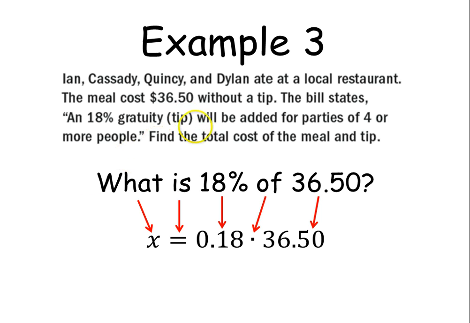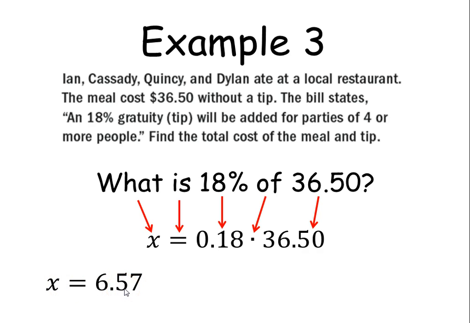So we essentially have this equation to solve. x equals 0.18 times 36.50. Well, this seems relatively easier than the rest of them because our x is already alone. We just have to do this multiplication. And once again, I don't know what 0.18 times 36.50 is right off the top of my head. I can maybe figure it out, but I'll just use a calculator. So 0.18 times 36.50 is 6.57. So x is equal to 6.57.